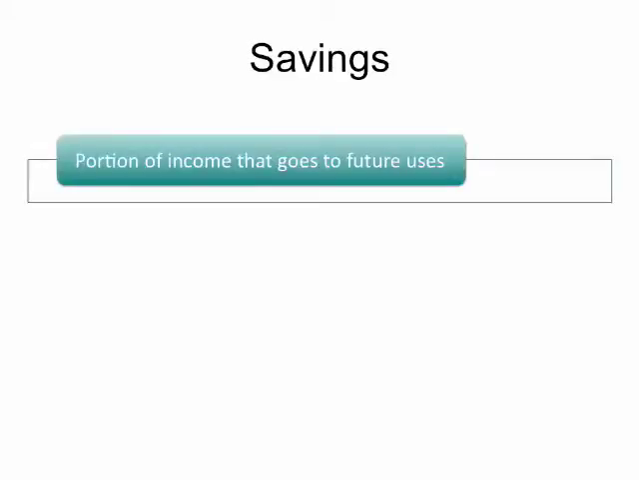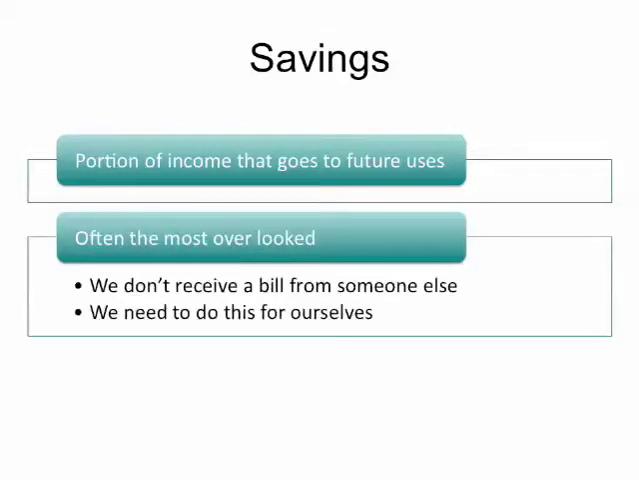One of the most important areas of our budget is savings. The savings portion of our income is where we are committing to our future needs. This is usually the most overlooked part of our budget. It is usually overlooked because we do not receive a bill for our savings. We do not owe this to someone else, but we do owe it to ourselves, and we need to make sure that we take this area as seriously as we do other bills we may owe to others.